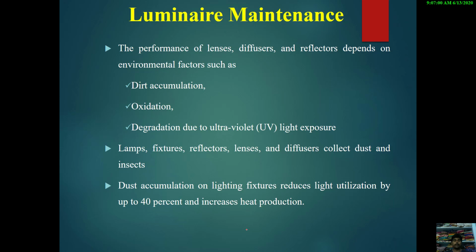Let us see them one by one. Fixture maintenance: the performance of lenses, diffusers and reflectors depends on environmental factors such as dust accumulation, the next one is oxidation, and the third one is degradation due to UV light exposure. Generally the lamps, fixtures, reflectors, lenses etc.